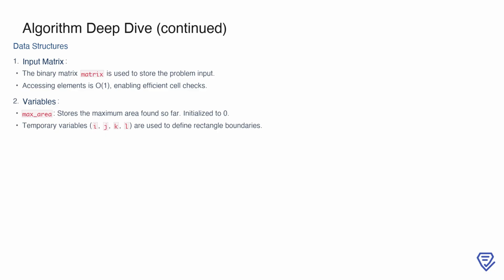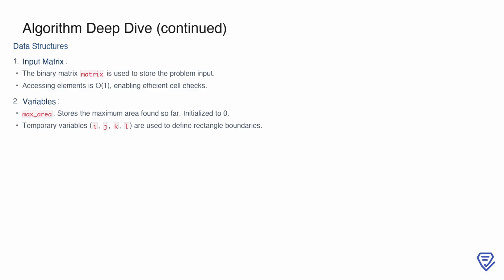To better understand the mechanics of the algorithm, let's review the key data structures and variables used. The binary matrix itself serves as the input, with constant time access to individual cells, which is crucial for efficient checks. The variable max_area is initialized to 0 and keeps track of the largest area found during the execution. Temporary variables such as i, j, k, and l are used to define the boundaries of the rectangles during iteration. These variables allow us to dynamically define the top left and bottom right corners of each rectangle, enabling systematic exploration of all possible configurations.